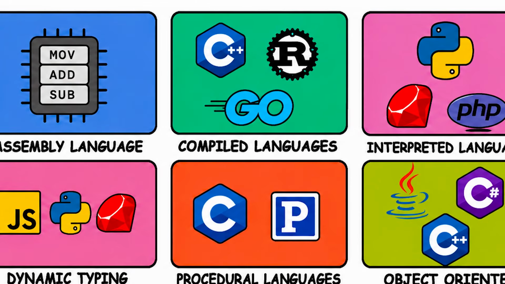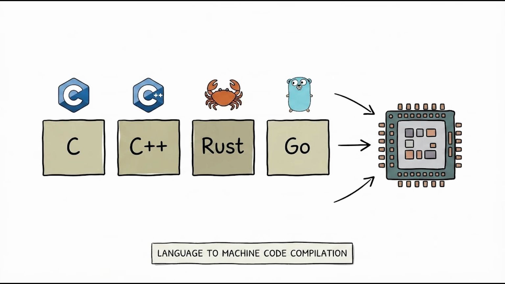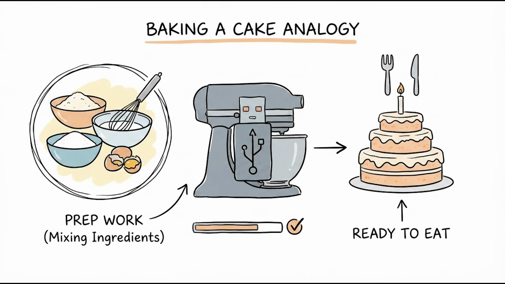Compiled languages. These are languages where your entire source code gets translated into machine code before anything runs. You write it, a compiler chews through it. Out the other side comes a standalone program your OS runs directly. C, C++, Rust, and Go all live here. Think of it like baking a cake from scratch.